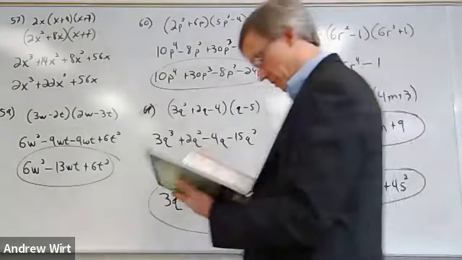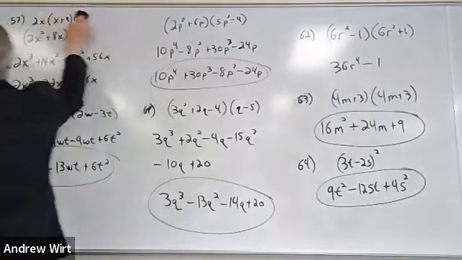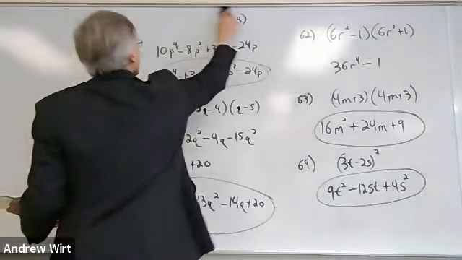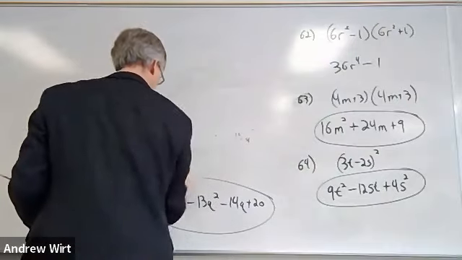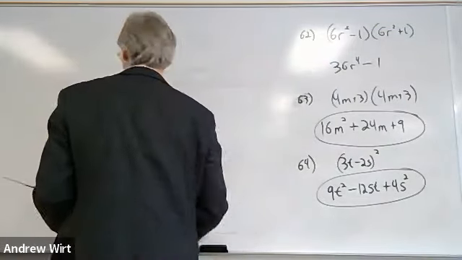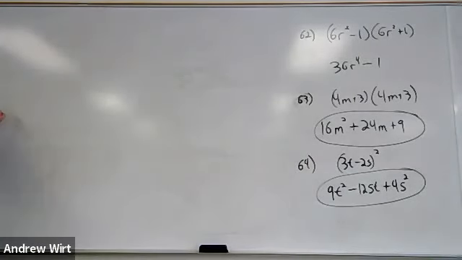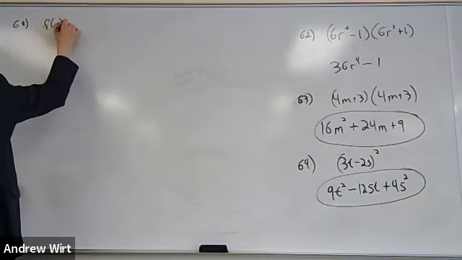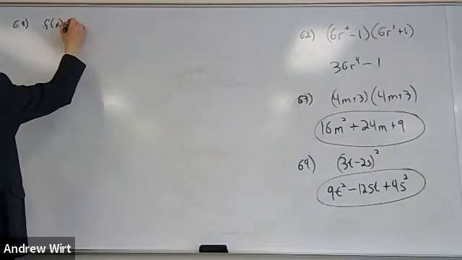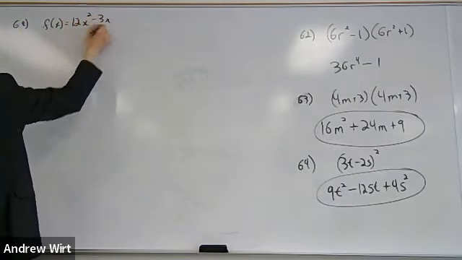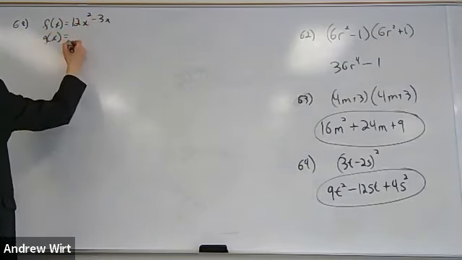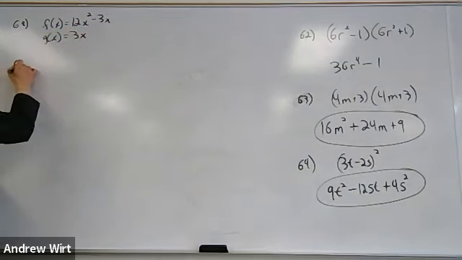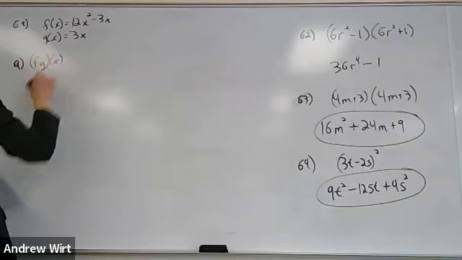All right, next up, number 69. Back to function notation now. And we're defining f to be f of x is 12x squared minus 3x. G of x is 3x. And so for 69a, we want to find f times g of x.